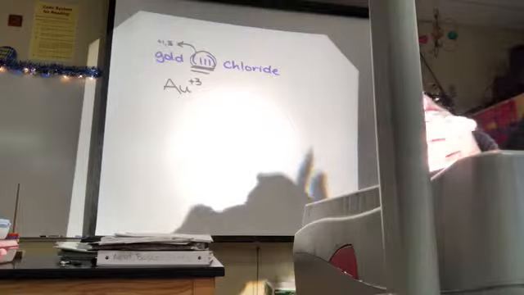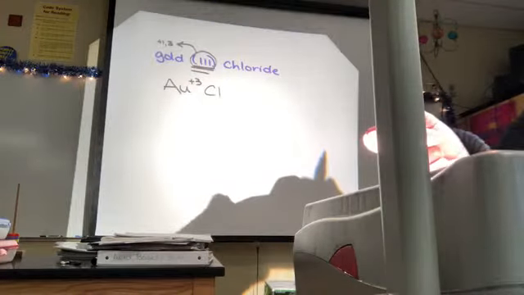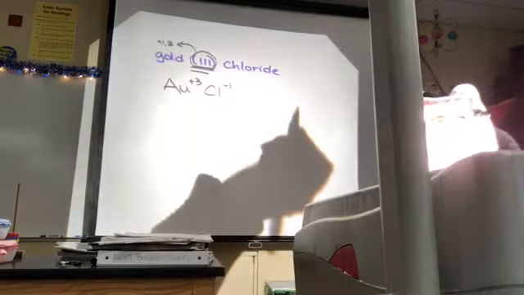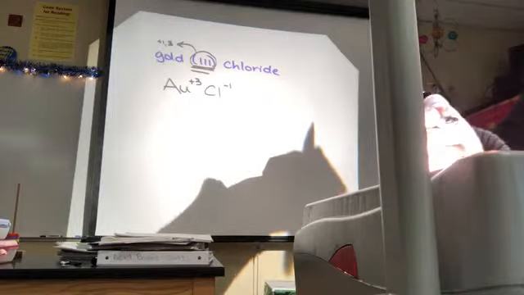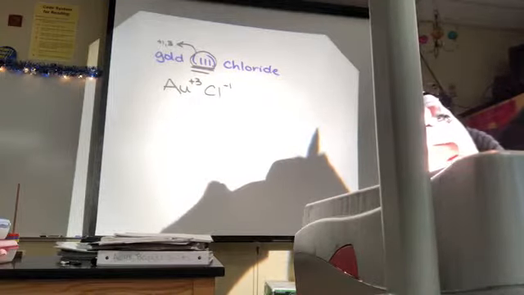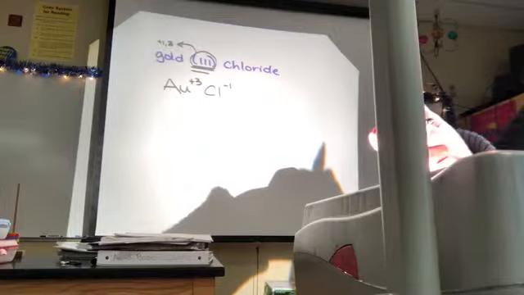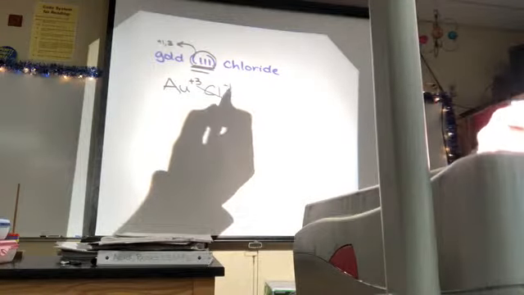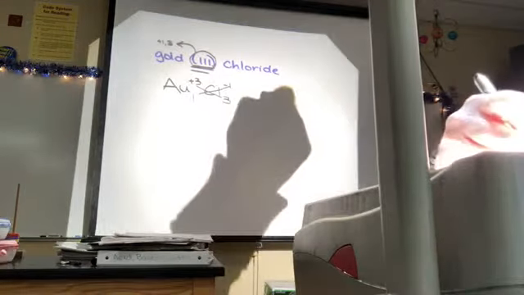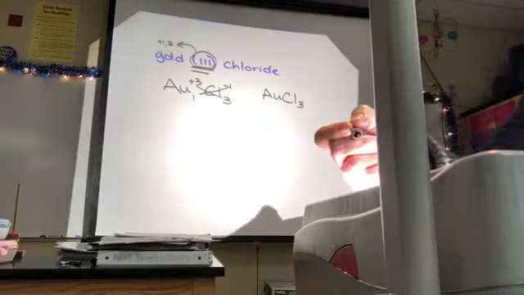Yes? And then chlorine has what charge on it? -1. Is there more than one charge for the nonmetals? No, there's not. So there's no need to put a Roman numeral for the nonmetals. There's only one possible way you can go. Correct? So then I crisscross my charges. 3 comes down there. The 1 goes there. And it's AuCl3.